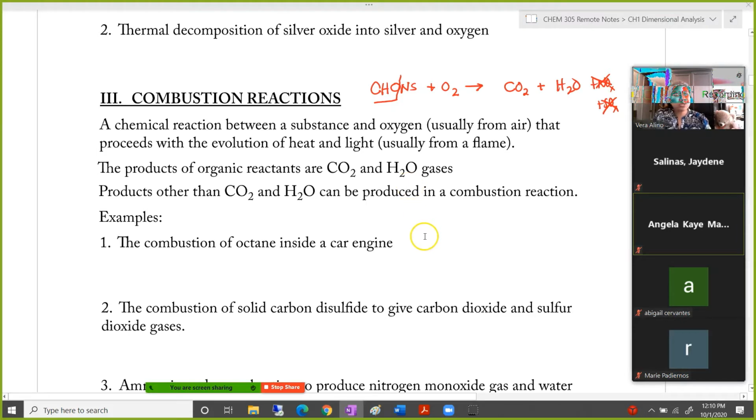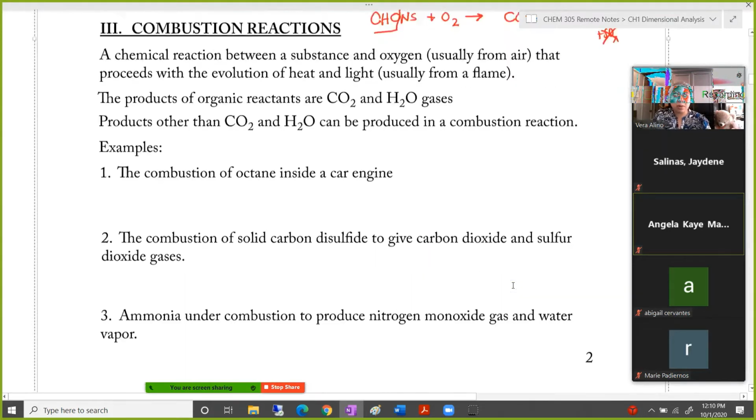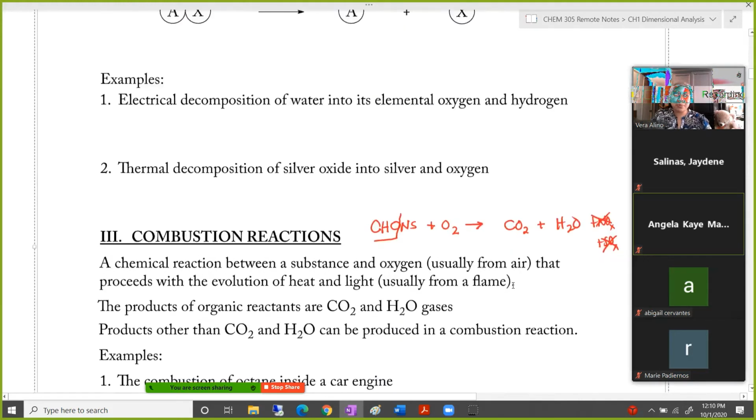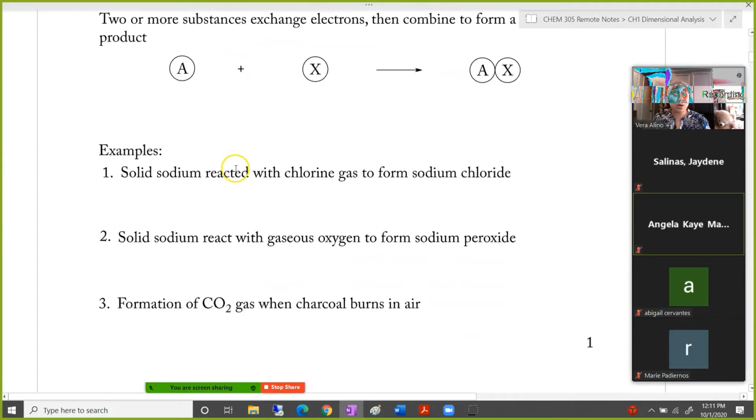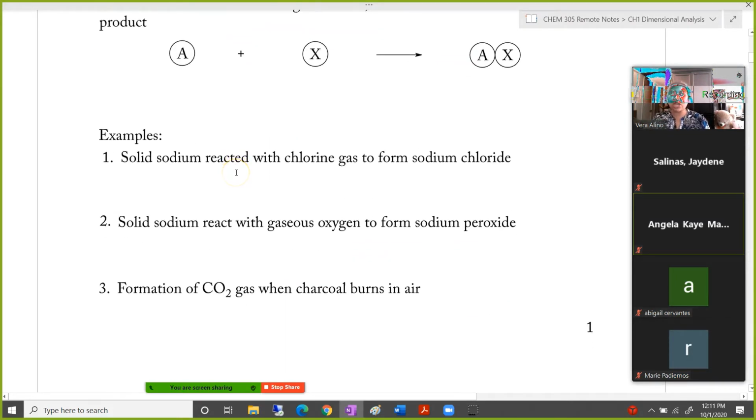Okay, so we'll do some examples of combustion. We're going to skip combination and decomposition because it's somewhat easy. Let's just do one problem for each so that you'll see how that goes. Because sometimes I would give you a worded problem and you're going to be asked to balance the reaction. And of course, that would call on your ability to write the symbols of these elements and compounds that are used in the reaction.